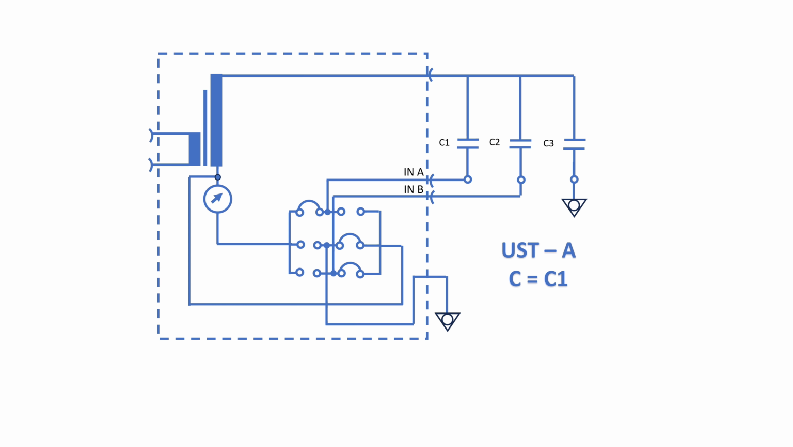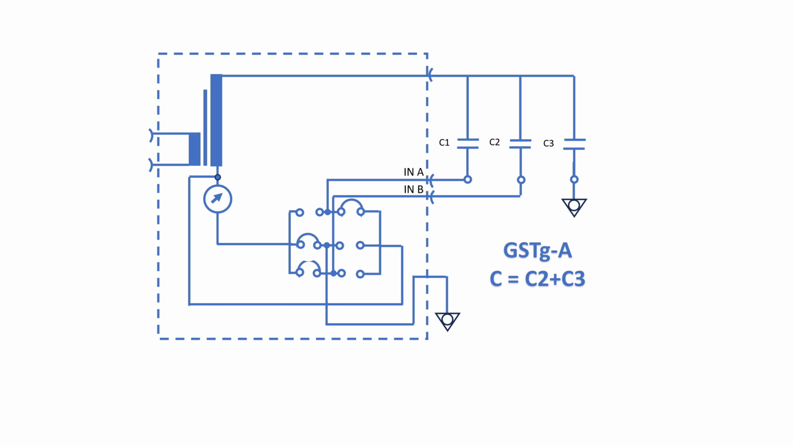Like this way. When we select UST B, then only C2 will be measured. In case of UST A plus B, then C1 and C2 will be measured. In case of GST, then all of C1, C2 and C3 will be measured.